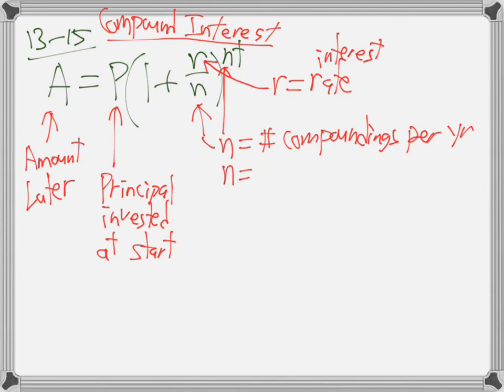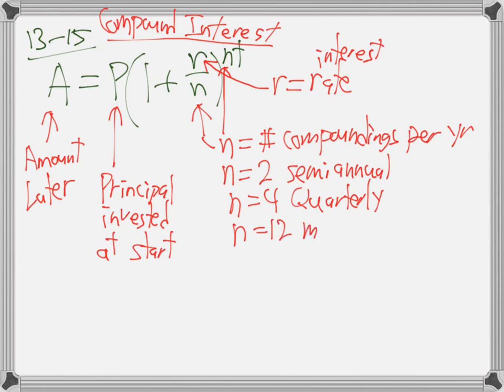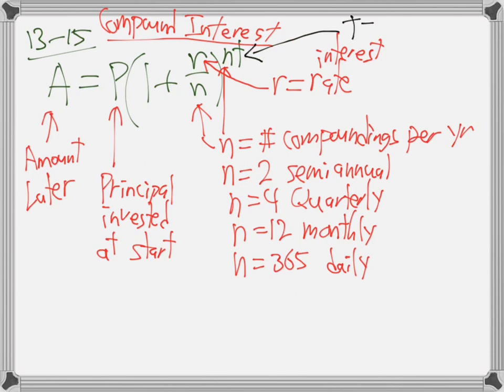So that N would be, for example, 2 if they said it was semi-annual compounding. Or N would be 4 if they said quarterly compounding, right? That'd be 4 times a year, 4 quarters in a year. N would be 12 if they said monthly compounding. N would be 365 if they said daily compounding. And the last piece of the puzzle, T is years. All right. So there's our formula for problems 13 through 15.